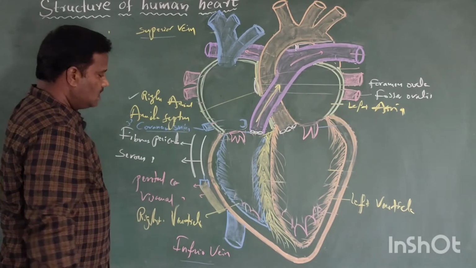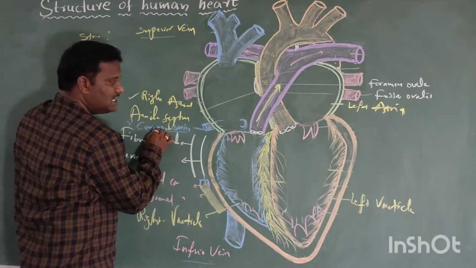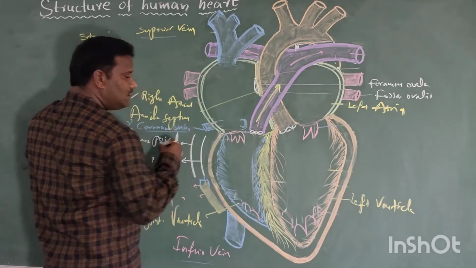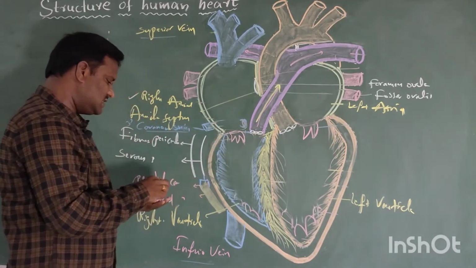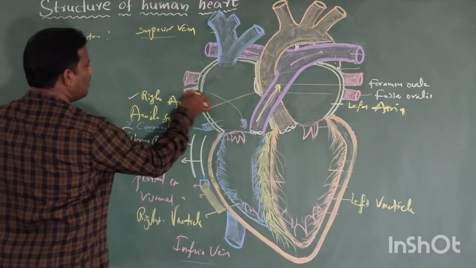In this way, the coronary sinus, at the place where it is generated, has one wall present. This is called the sebaceous wall.